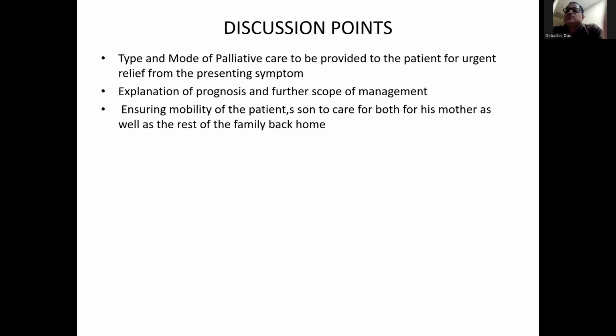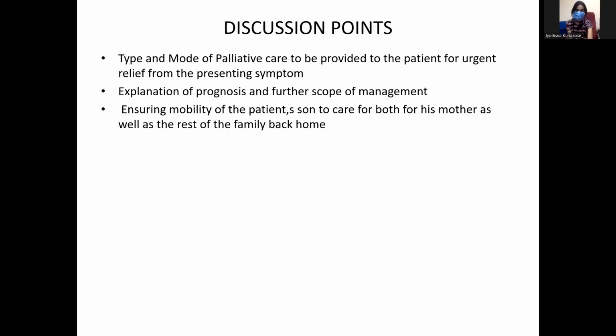Actually, after 1 month, we released the patient with the advice, and we started with the targeted therapy, empirical targeted therapy, assuming it to be adeno-CA, assuming it to be molecular profiling positive.